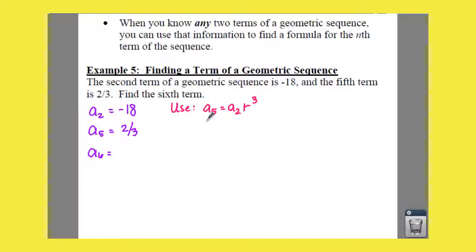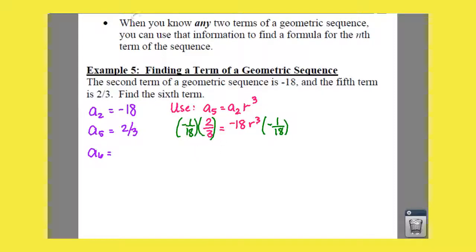So we can say for our fifth term we had a 2/3. For your second term you had a negative 18, r cubed. So let's solve this for r to find our ratio. This is where it gets a little bit tougher, but not too bad. So we're going to multiply both sides by a negative 1/18. Multiply by a negative 1/18.